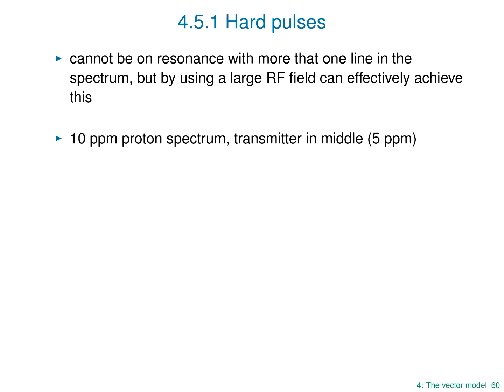So let's do a little calculation to see how this might work. Suppose you had a proton spectrum that's 10 ppm wide, and suppose you decide you're going to put the transmitter in the middle of the spectrum at about 5 ppm.